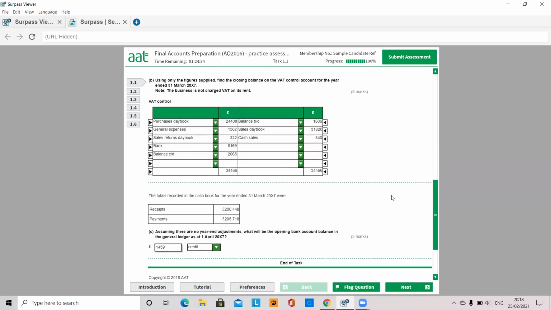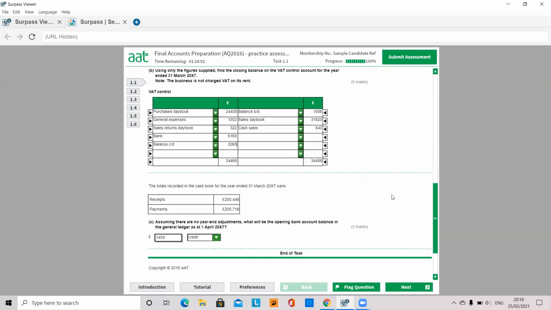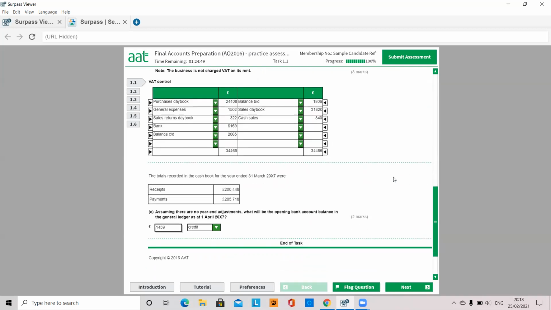The next one, it said the total recorded in the cash book for the year ending 31st of March 20x7 was receipts, so money in the bank on the debit side. So we've got on the debit side 200,448, and on the payment side, on the credit side, we've got 205,718. Okay, so therefore, obviously, you just take one from the other. I always tend to do these as the T account. So when I drew the T accounts, I drew them on my sheet.